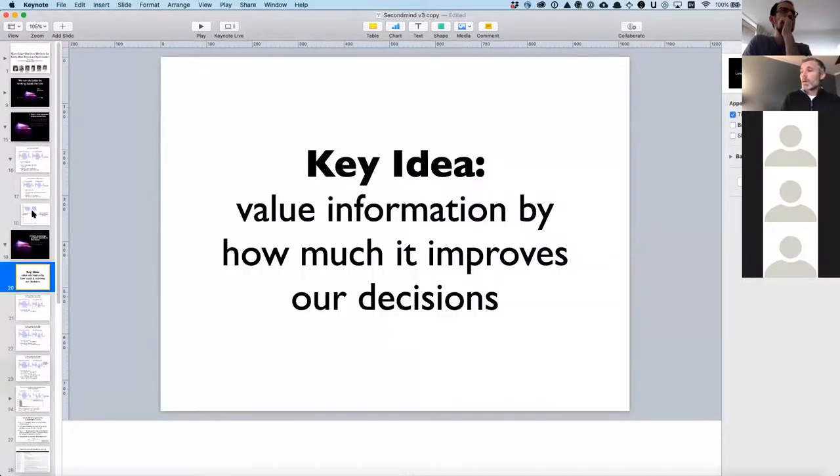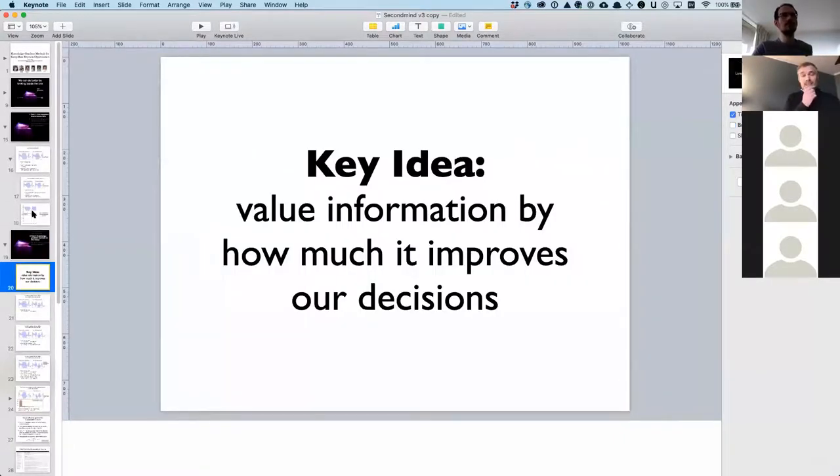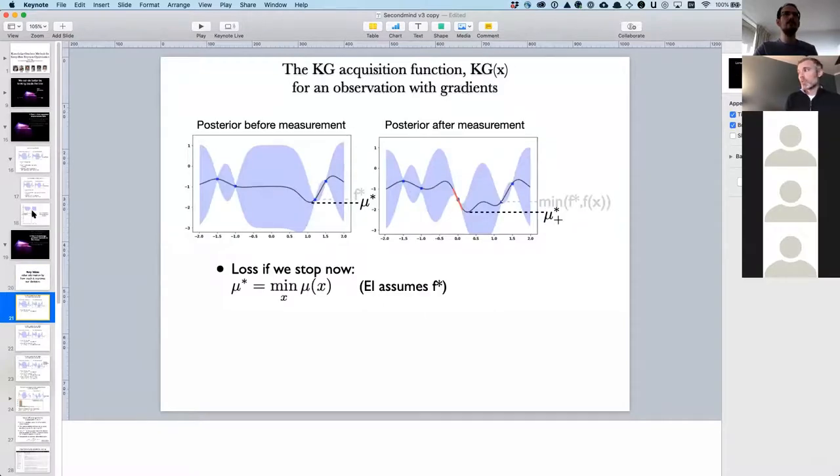So what we want to do is articulate how thinking more carefully about our acquisition function can allow us to get much more value out of gradient evaluations, and also more broadly, get much more value in gray box optimization. So the key idea is to value information by the extent to which it improves our decisions. Okay, and you'll see what I mean in just a second. So here, the same, or more or less the same, picture as before.